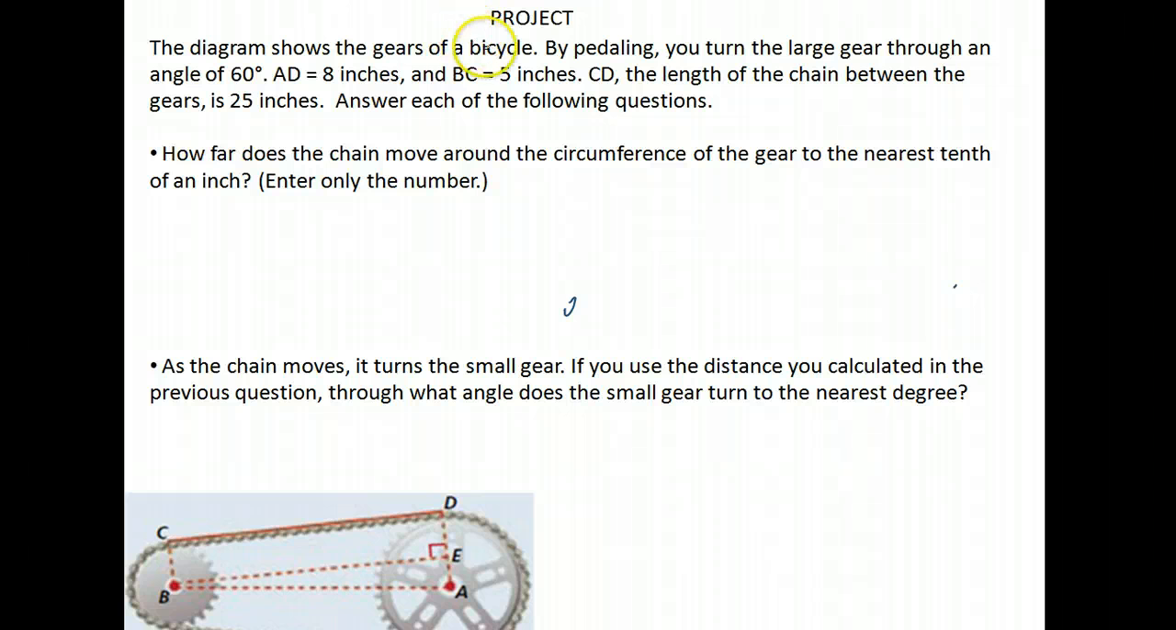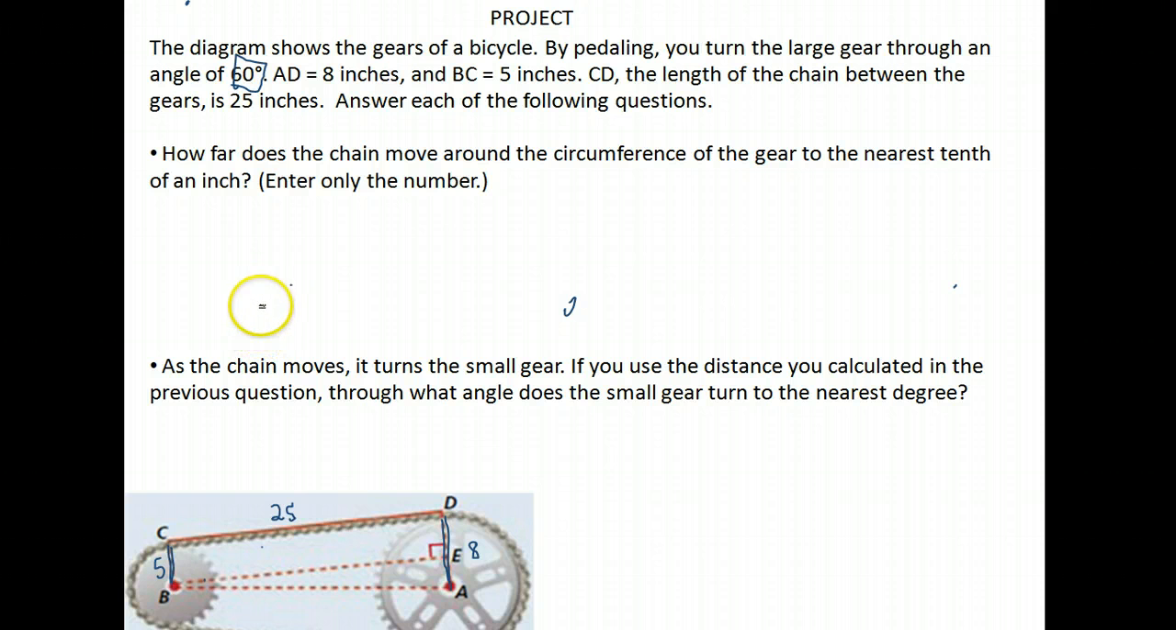It says the diagram shows the gears of a bicycle. By pedaling, you turn the large gear through a 60-degree angle. AD is 8 inches and BC is 5 inches. So let's label that. AD is 8 inches. The diameter of that circle is 8. BC is 5. So the diameter of this circle over here is 5. The length of the chain between the two gears is 25 inches. Answer each of the following questions.